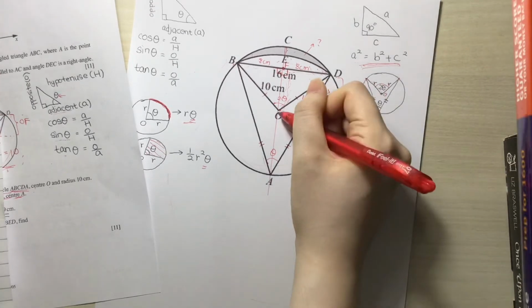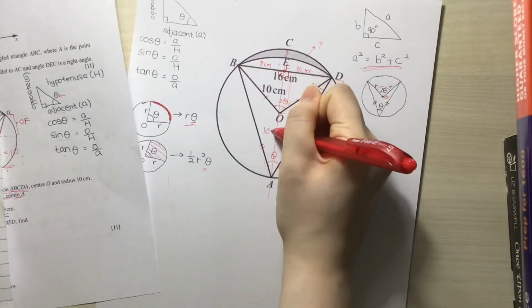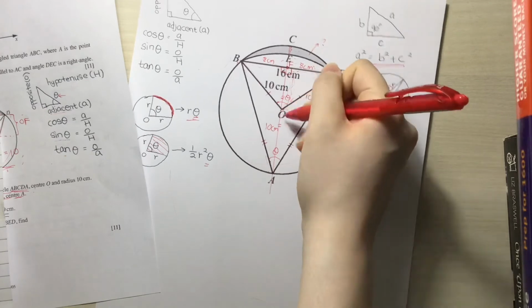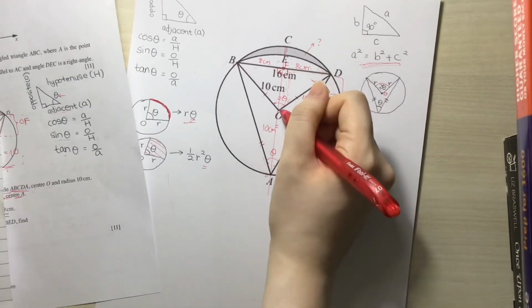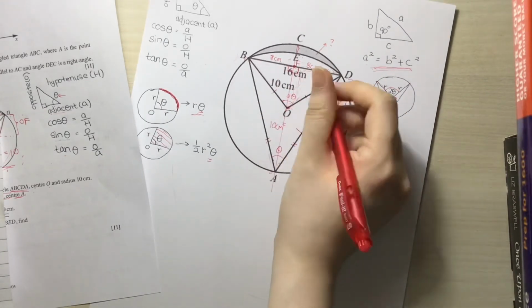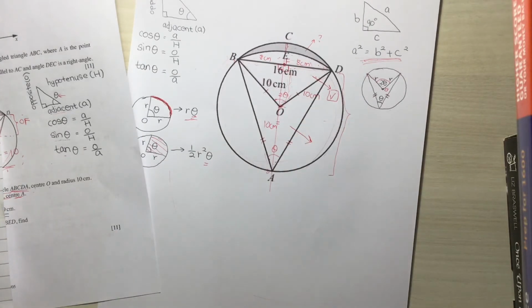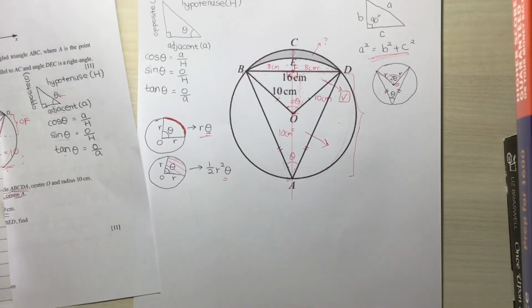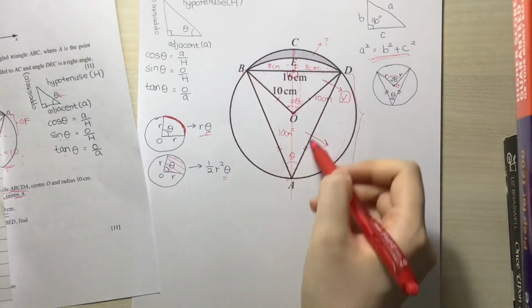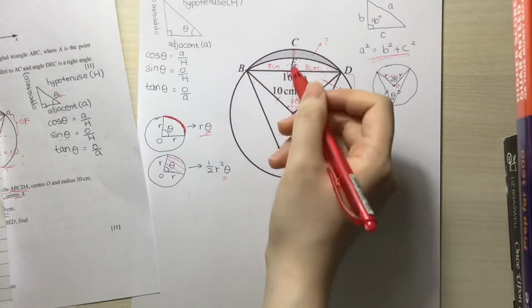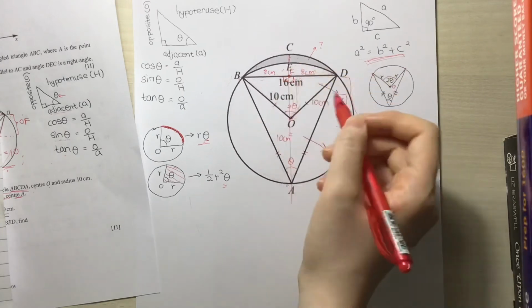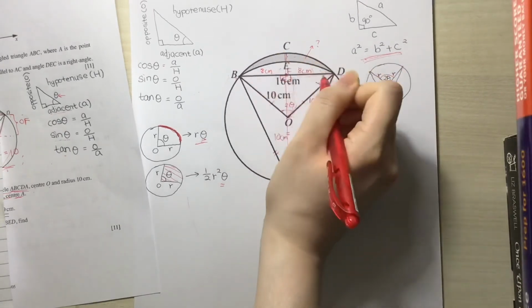Bear in mind that O to A is also 10 cm, because this is obviously a radius. A radius is that from a center point reaching out to any point on the circumference equals 10 cm. That's why we call it a radius. So after you find the area of this larger triangle, all you have to do is just to minus the area of this sector by the triangle, and then you will get this smaller area.